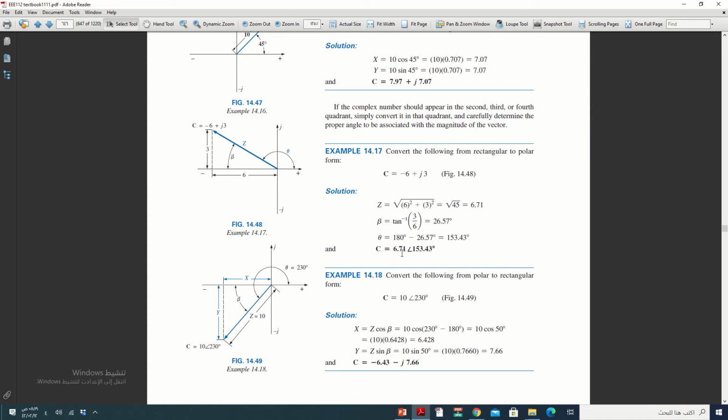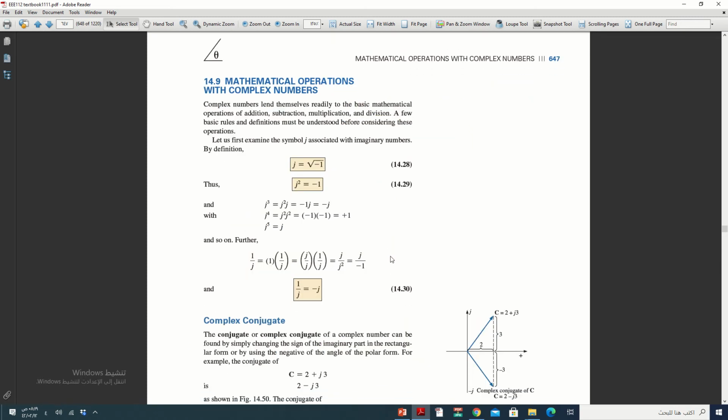This part is for mathematical, what we need from the math, and we will go to 14.2 now.